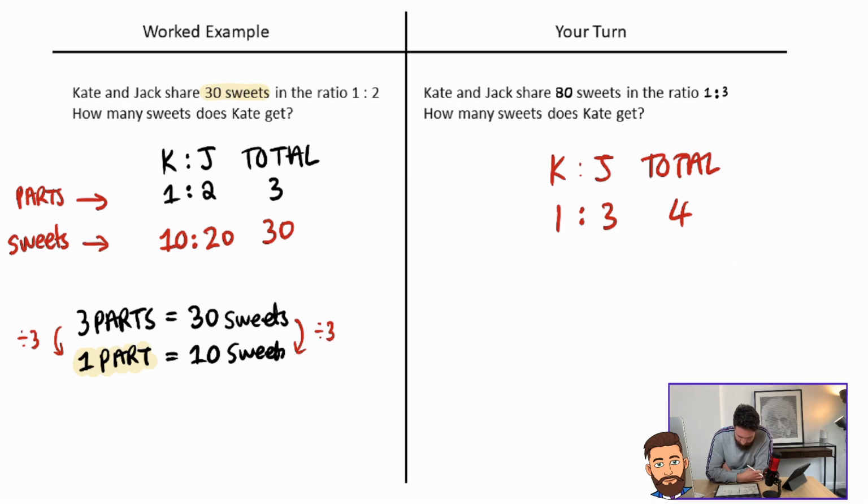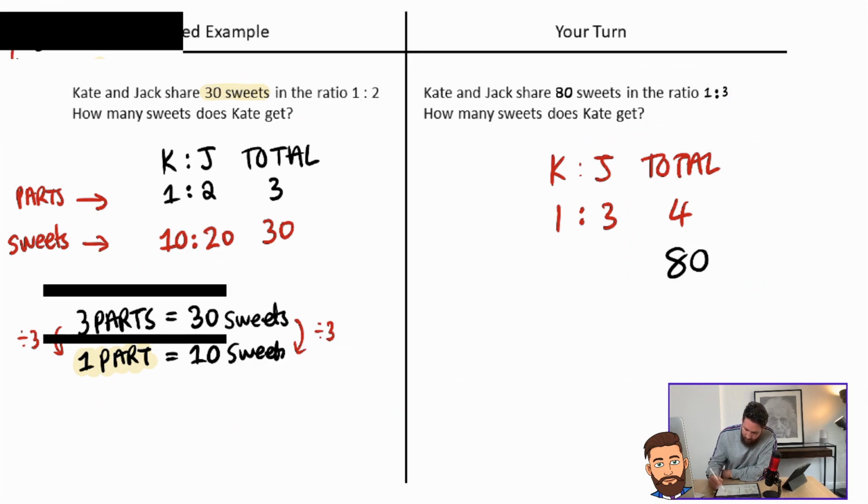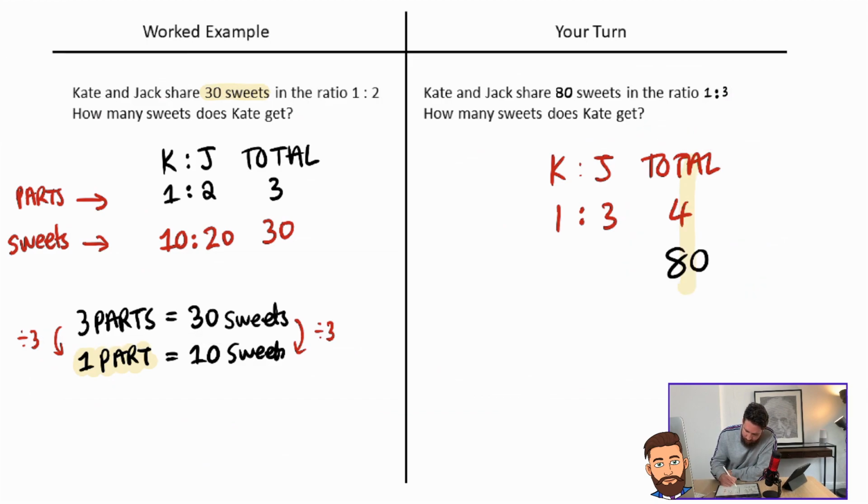So what we have here, we have Kate and Jack share 80 sweets in the ratio 1:3. That means they have 1 part to 3 parts with a total of 4. If they're sharing 80 sweets, I can write 80 underneath here. Now again, remember, these are parts, these are sweets. This tells me that 4 parts equals 80 sweets. So what does 1 part equal?